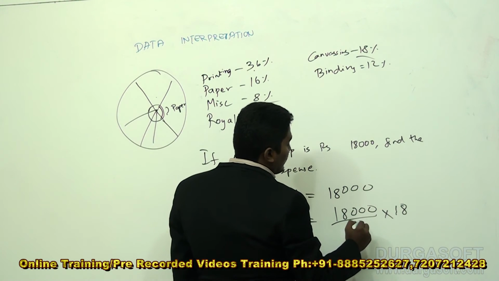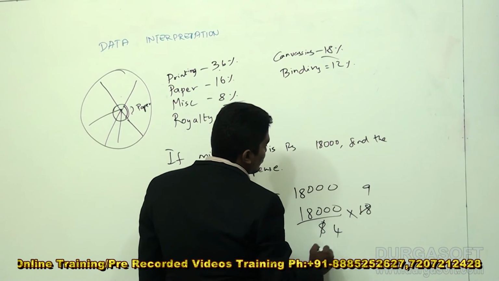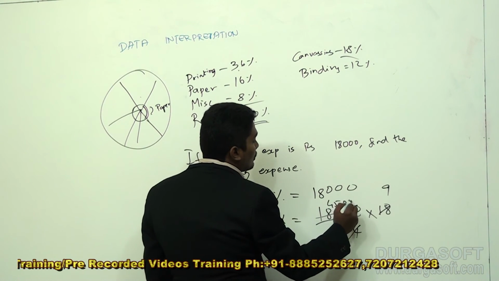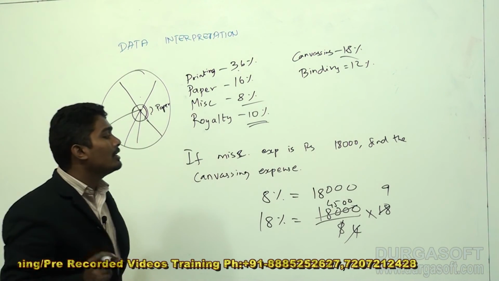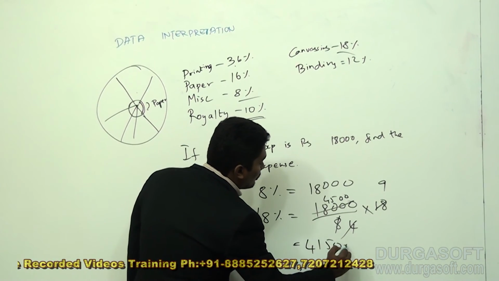So 8th table I can divide, second table 9 times, second table 4 times, 4th table 1 time, 4th table 4 5 0 0, 4,500 times. So my answer will be 4,500 into 9, which is 41,500 rupees.